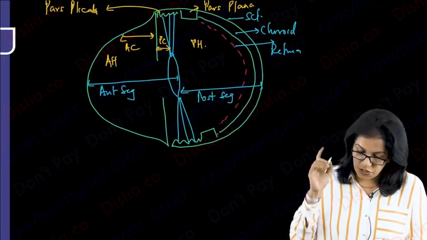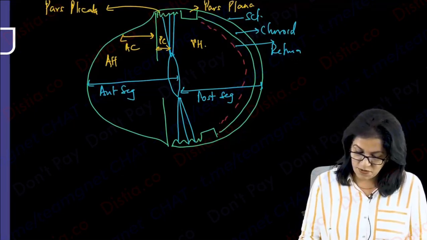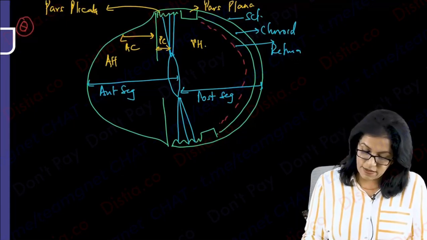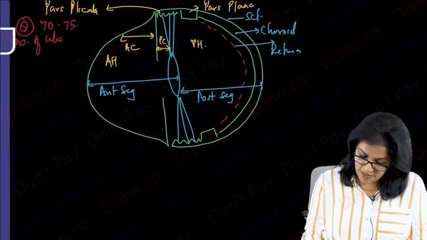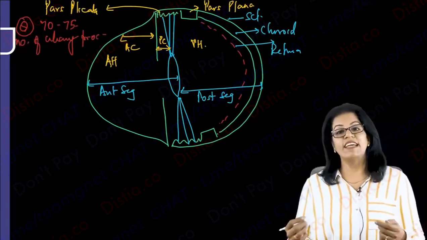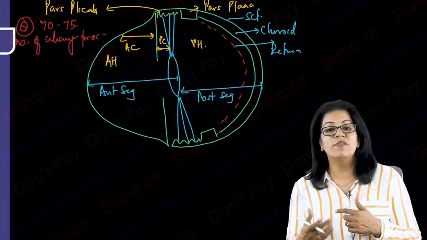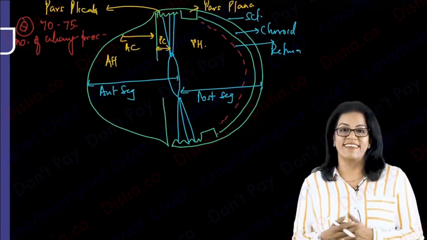Okay, question. How many ciliary processes are there? We will learn it is 70 to 75. Write down the number of ciliary processes I'm talking about. Many of you ask me, ma'am, one eye or two? Of course, one eye. We are talking about one eye, right?